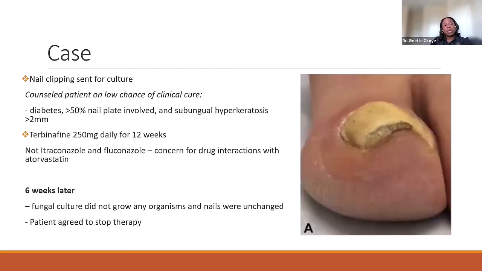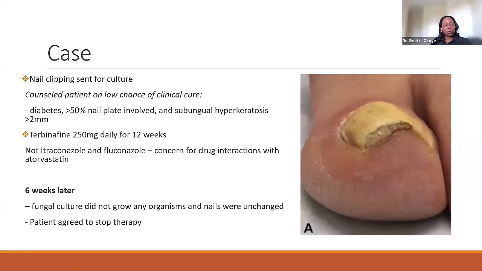So in this patient, this is from the literature, but this is thinking of a specific patient. We sent the nail clipping for culture. It actually came back negative after about 6 weeks. But we counseled this patient on the low chance of clinical cure. If you remember from his history, he had diabetes, more than 50% of his nail plate was involved. He had pretty thick subungual hyperkeratosis here. So the chances of this working were going to be pretty slim.